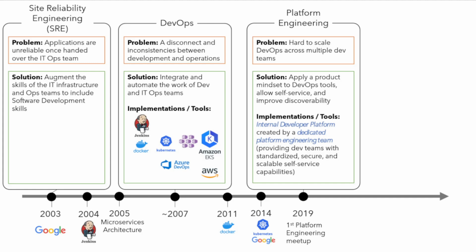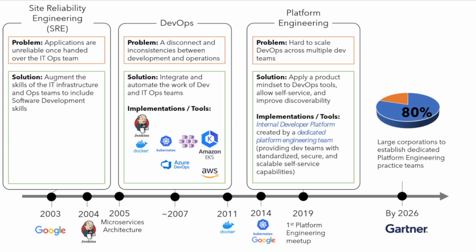Today, platform engineering is considered so strategically important to organizations that by 2026, Gartner is predicting that 80% of large corporations will establish dedicated platform engineering practice teams.